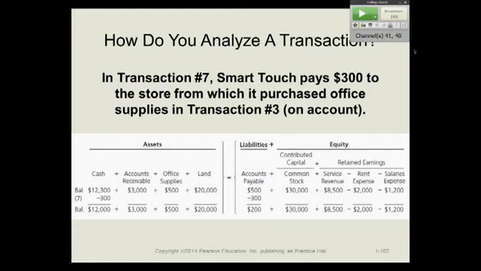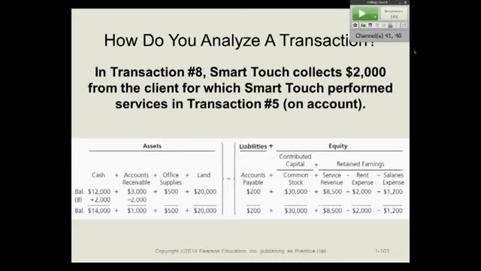So this says you're paying $300 to the store that you purchased the supplies from. You're paying off that liability. And it says on account, which is a hint. It means accounts payable. All right, and the balance sheet still balances. The assets are $35.5, and the liabilities and equity are $35.5. Notice again, we're only looking at two parts of equity, contributed capital and retained earnings. Let's go to the next.